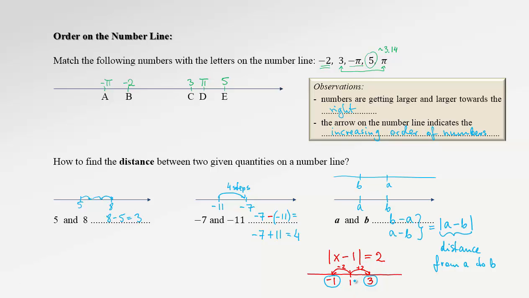So that's a great geometrical interpretation that will help us solve equations with absolute value like this without even using any algebra, just by interpreting absolute value as a distance between two quantities. So 3 is at distance 2 from 1, and -1 is at distance 2 from 1. Therefore, x could be equal to -1 or 3.